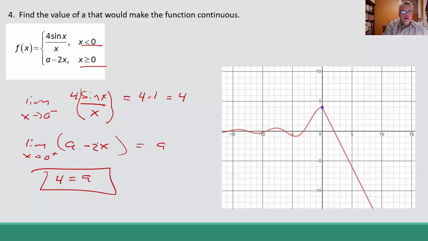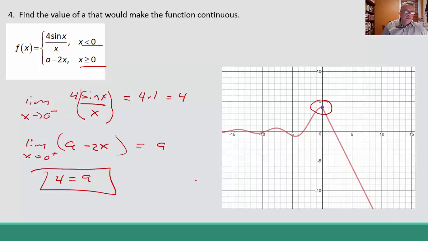So this bottom one would be 4 minus 2x, which is actually the line graphed here. For this choice of a, we see that the two pieces meet on the y-axis at a value of 4. This graph is continuous.